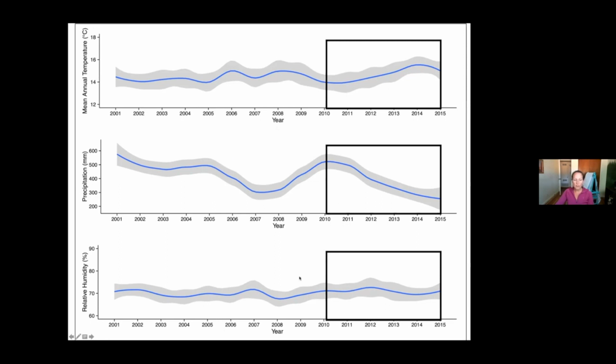The bottom figure I've included relative humidity just because we don't have any good fog data. And so we've looked at this as a surrogate for fog inputs to this coastal pine forest. Relative humidity in general was relatively stable over the course of this study period.